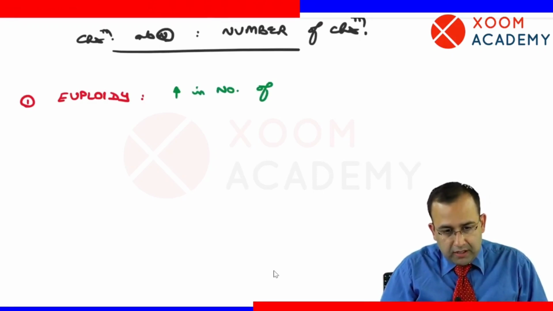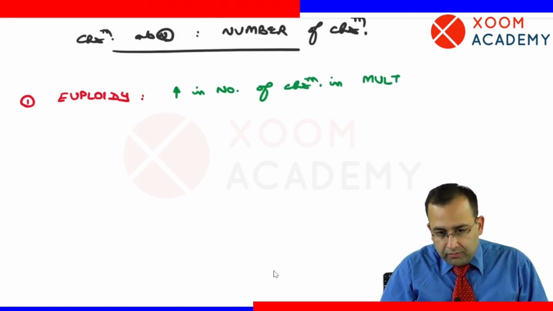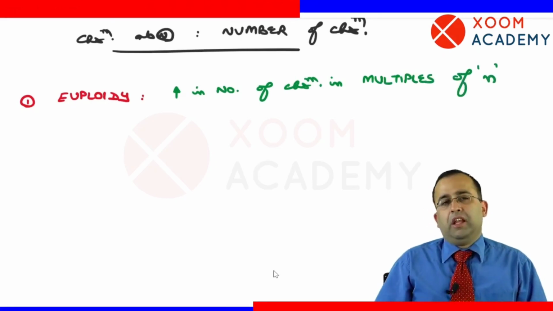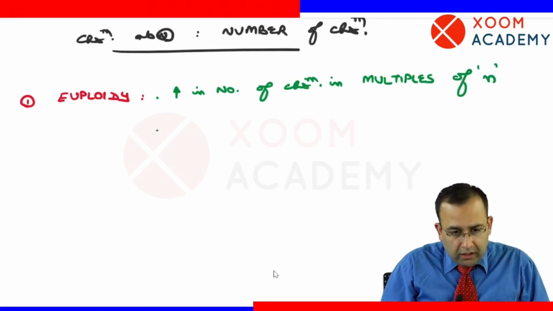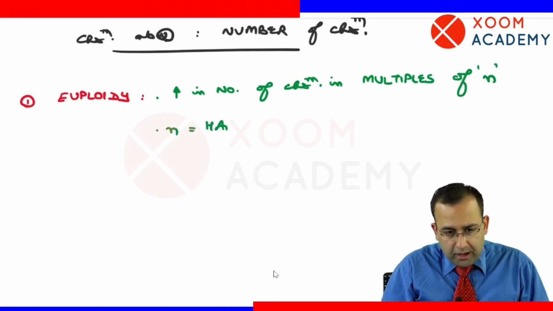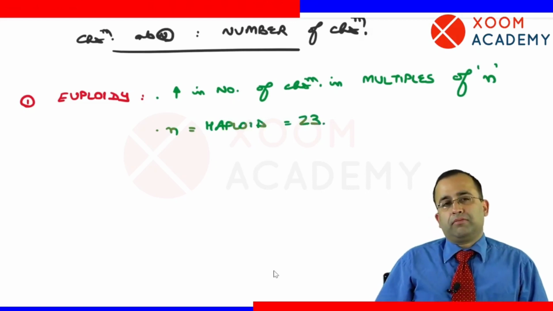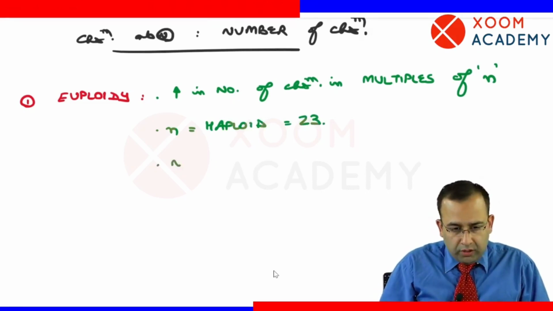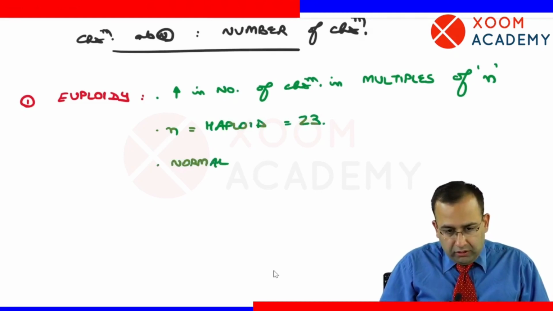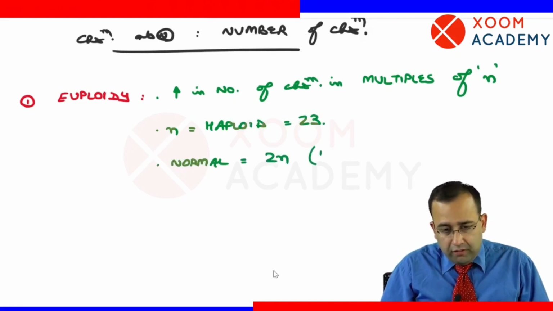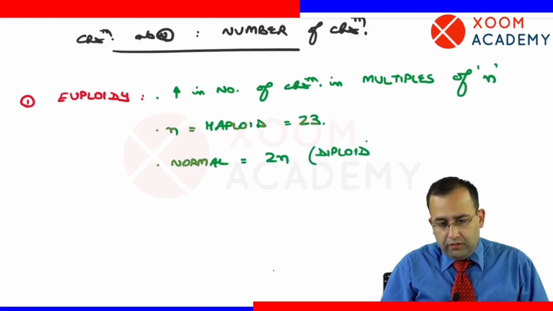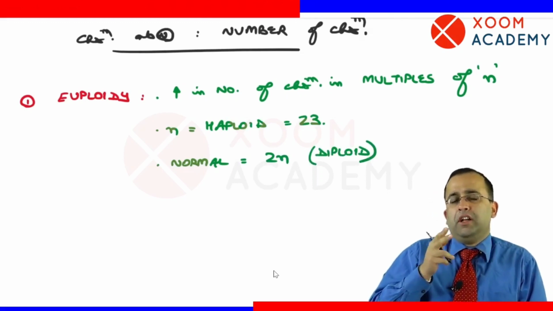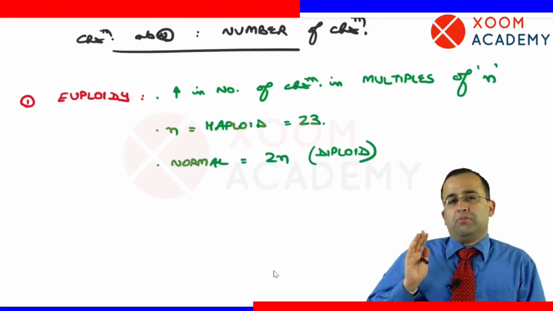It is an increase in number of chromosomes in multiples of n. What is n? N is the haploid number, that is 23. All of us, what is normal? All of us, we are 2n. We are diploid. We have 46 chromosomes.